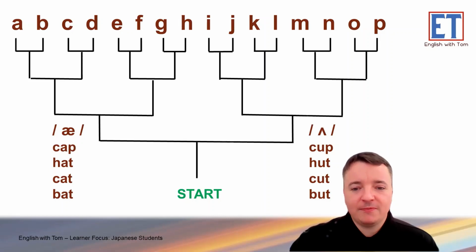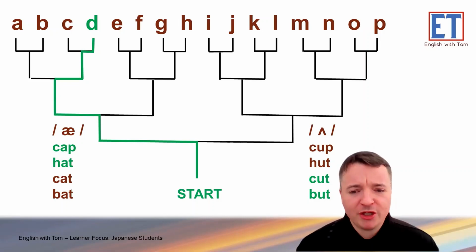Here is the answer. D, so left, left, right, right. If you got D, well done. If you didn't, think back. Where did you make the mistake?